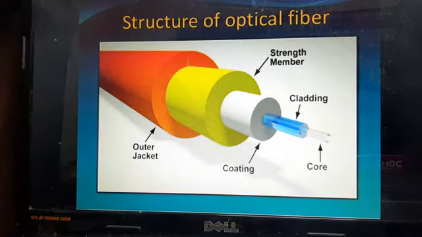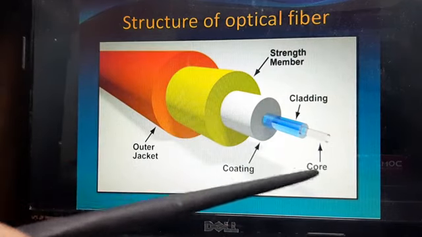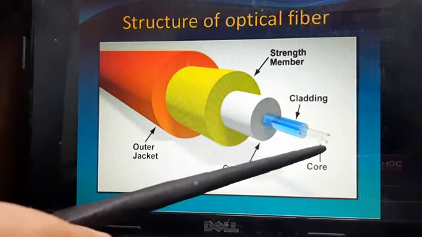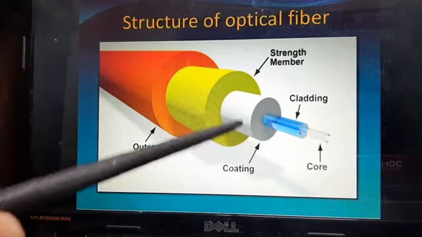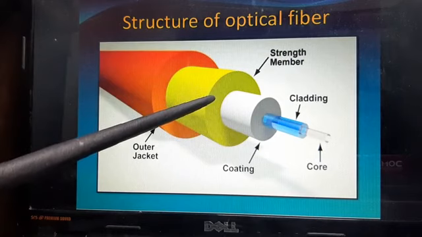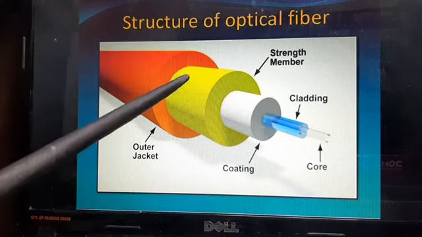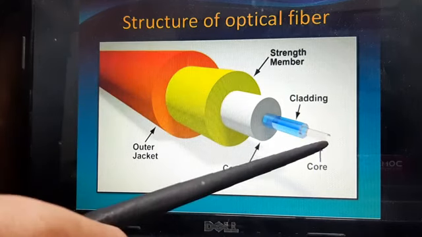So this is the structure of optical fiber. It consists of 5 parts. The central part is called the core. The second one is cladding. The third one is coating. Fourth, the strength member, which provides strength. And fifth is the outer jacket, which protects the fiber. So basically, the light signal travels through this core.